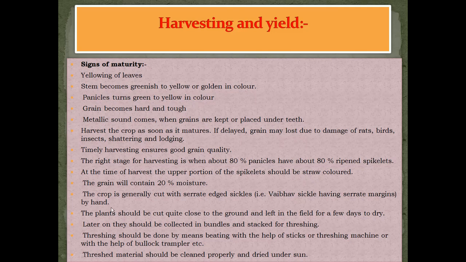Then the plant should be cut quite close to the ground and left in the field for a few days to dry. Later on, they should be collected in bundles and stacked for threshing. Threshing should be done by beating with the help of sticks or a threshing machine, or with the help of a block trampler. The threshed material should be cleaned properly and dried under sun, and finally packed into gunny bags. This is the detailed information regarding the signs of maturity, harvesting stage, method of harvesting, and then threshing.